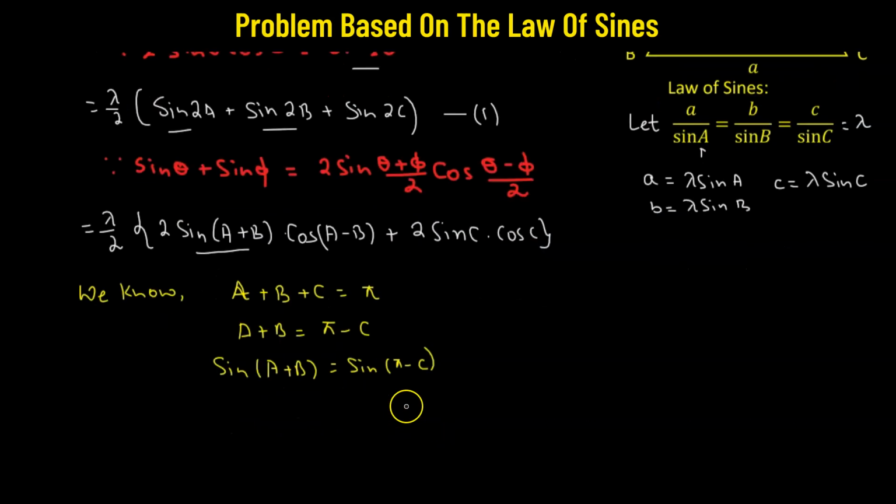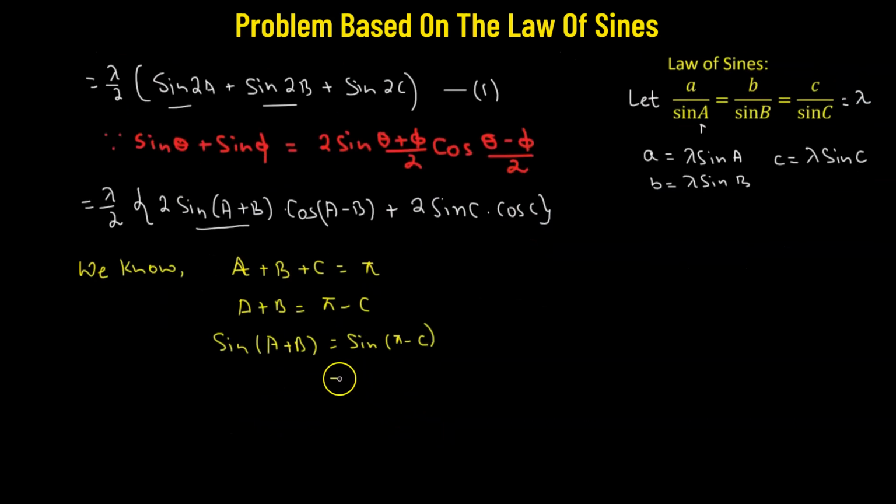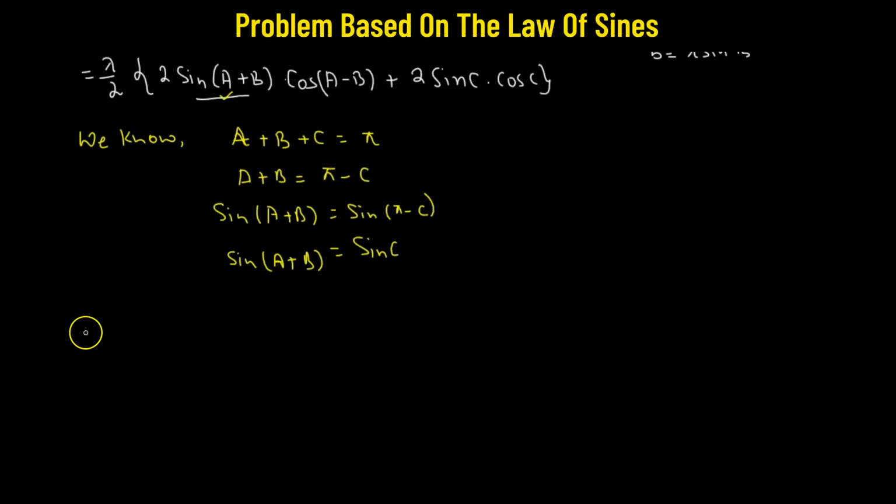Now what's sine of pi minus c? So sine of pi minus c is sine c. So we can say that sine of a plus b is also equivalent to sine c. So what we'll do, we'll replace this value of sine a plus b with sine c, and this is going to give us lambda over 2 multiplied by 2 times sine c multiplied by cosine of a minus b plus 2 times sine c.